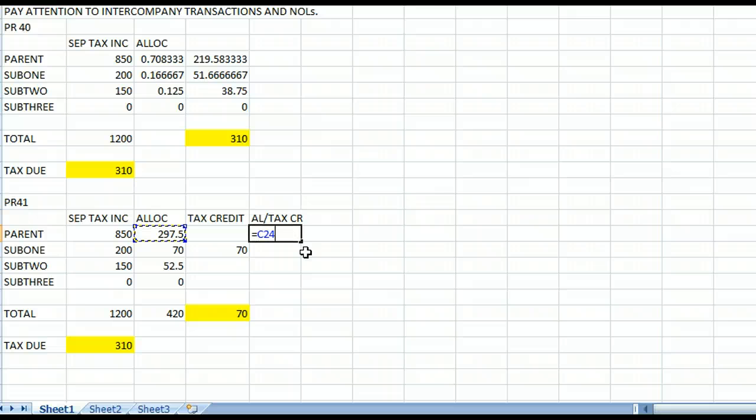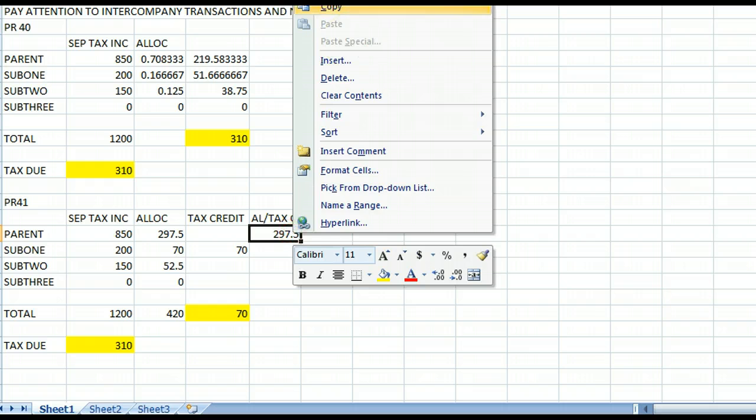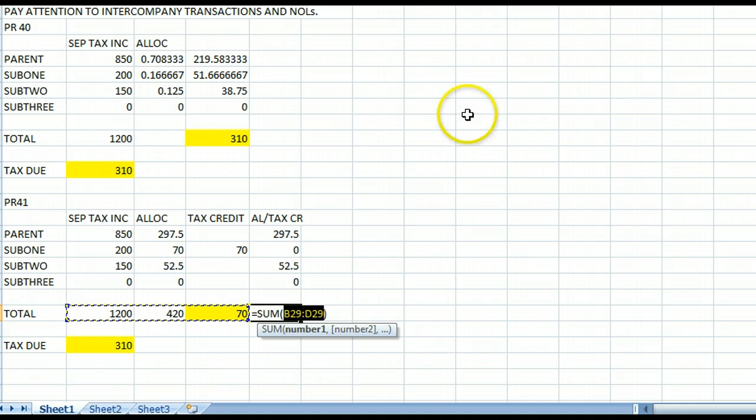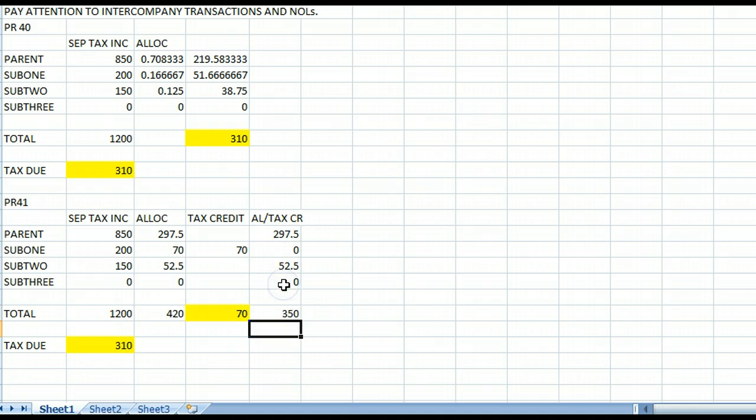So now our allocated amount after the tax credit is going to be the allocated amount of tax liability minus any credit. So if we copy that down, and then we sum this, now we see we're at $350 is what we have according to our allocated amounts that we're showing. Okay? But now we've got to actually look at what our tax due is going to be.